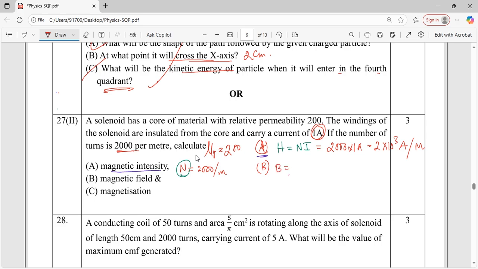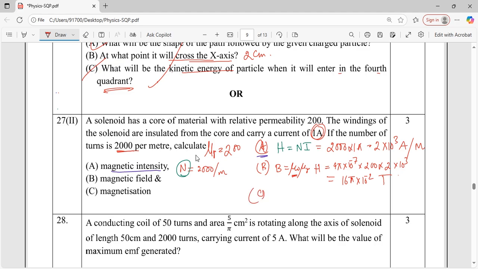Now the magnetic field B equals mu 0 mu r times H. Mu 0, the permeability of free space, is 4 pi into 10 to the power minus 7, mu r is 200, and H is 2 into 10 to the power 3. Solving this, we get 16 pi into 10 to the power minus 2 Tesla.